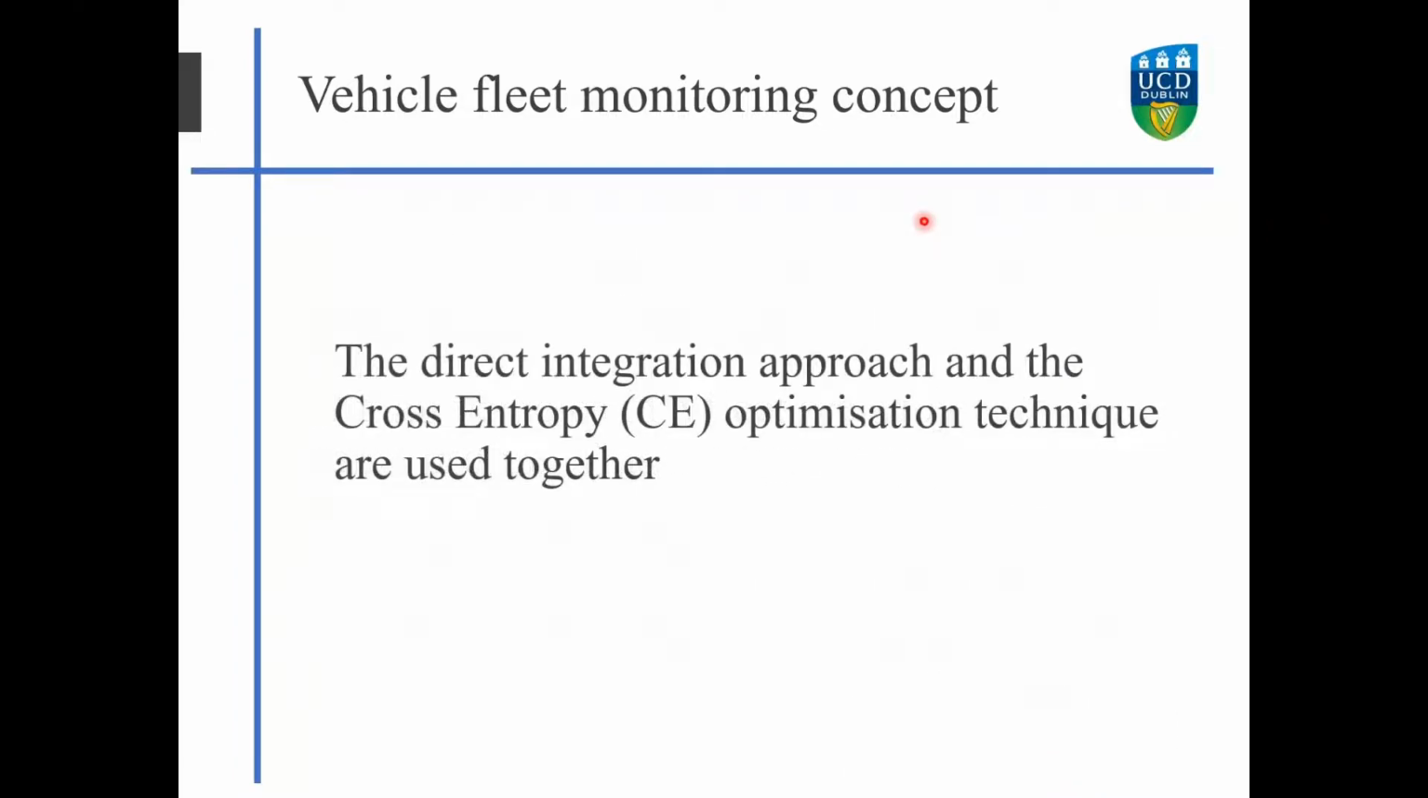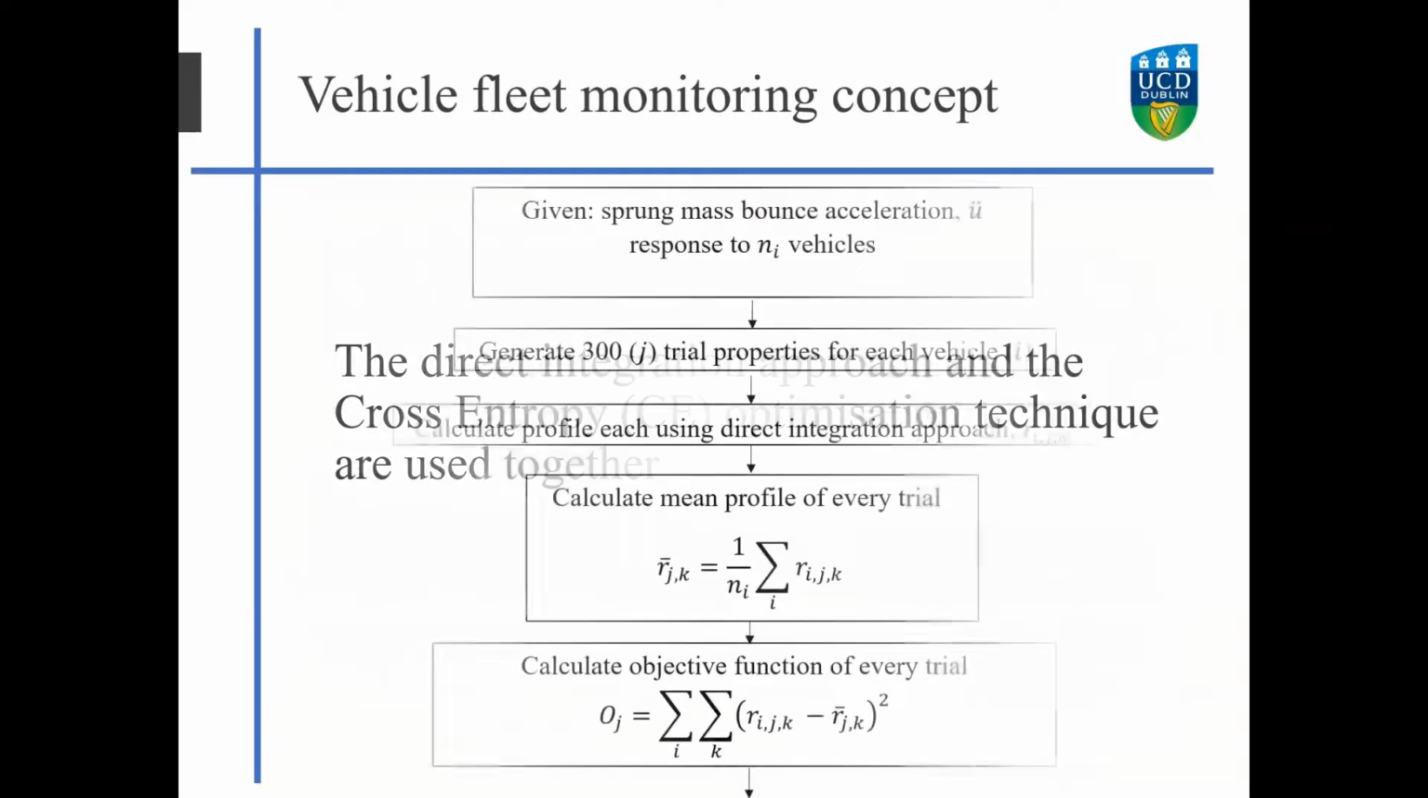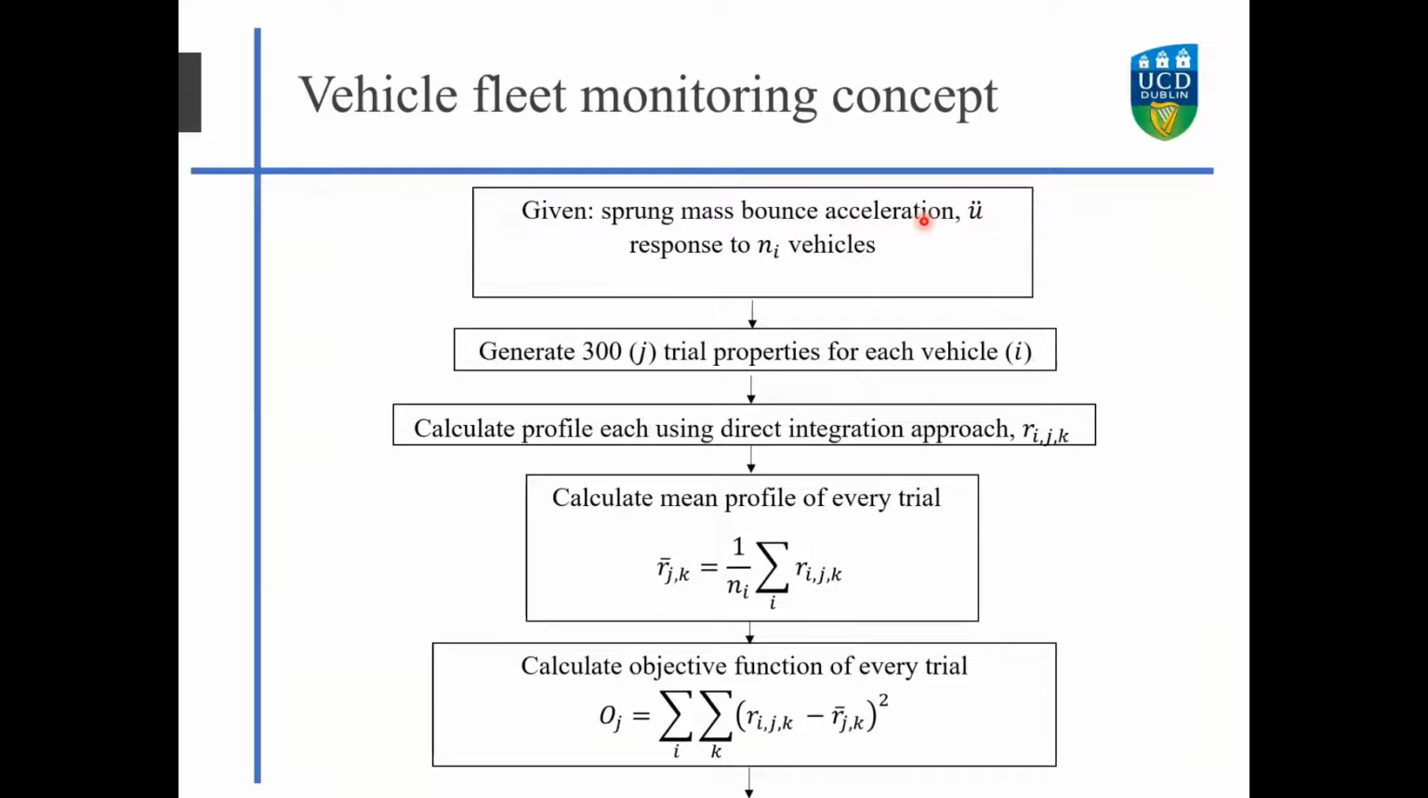Here, the direct integration method and the cross entropy, the CE optimization method, are used together to solve this problem. This concept is shown in this flowchart. Firstly, we know the acceleration responses of n different vehicles. We generate 300 trial properties for each vehicle and calculate the profile for each using the direct integration approach. Then we calculate the mean profile of each trial, and the objective function of each trial. It is the difference between the profile of each vehicle and the mean profile of each trial.